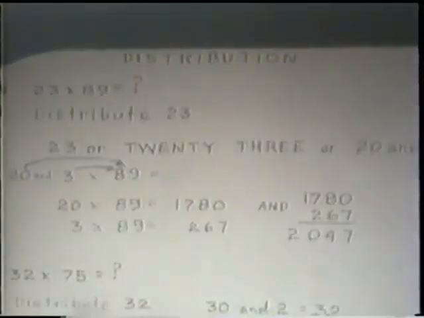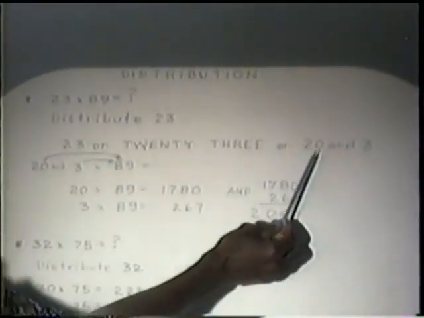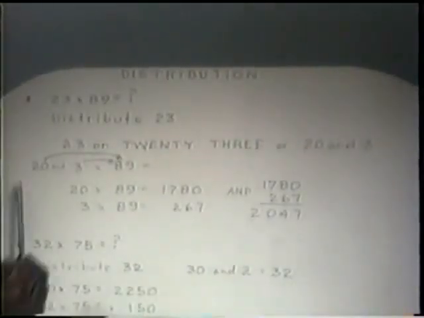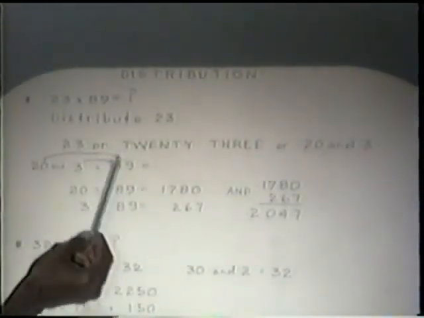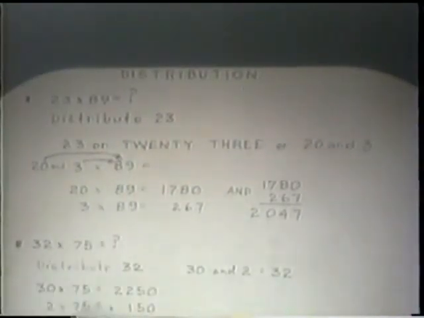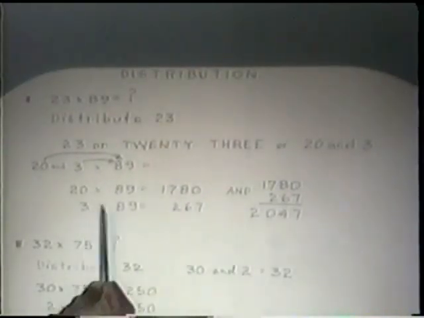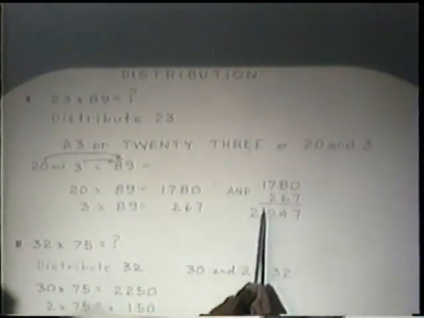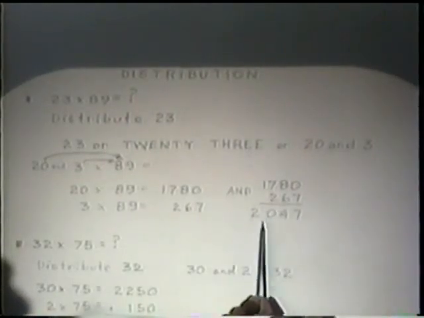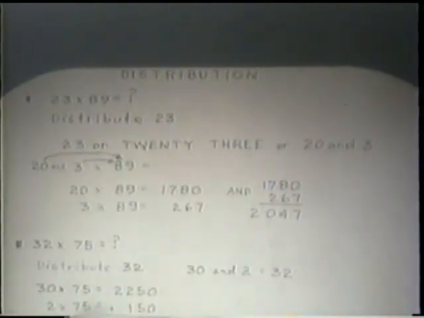Now, we're going to multiply 23 times 89. How much is 23 times 89? We're going to distribute the 23. 23, or as you would say in English, 23. 20 and 3. 20 times 89 and 3 times 89. 20 times 89 is 1,780. 3 times 89 is 267. So all we do is add the 1,780 to 267, and we get 2,047.